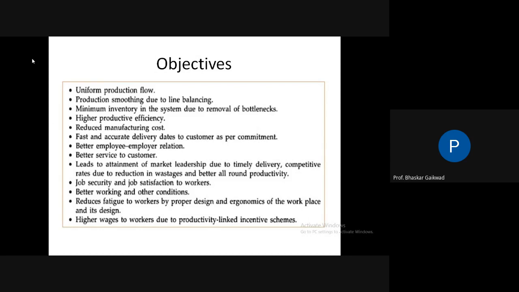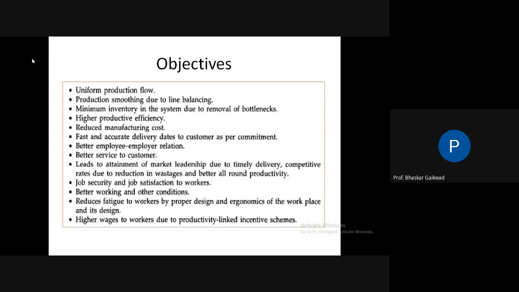Second, production smoothing due to line balancing. Suppose four or five machines are there, as an example. According to the capacity of those machines, we have to assign the given jobs to the particular machine so that the production output comes at equal times. Line balancing means we have to balance the production so that whatever we are expecting from all these machines comes out smoothly.